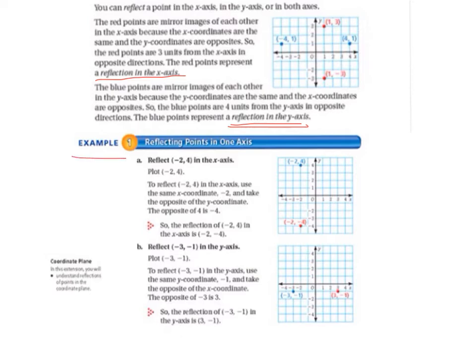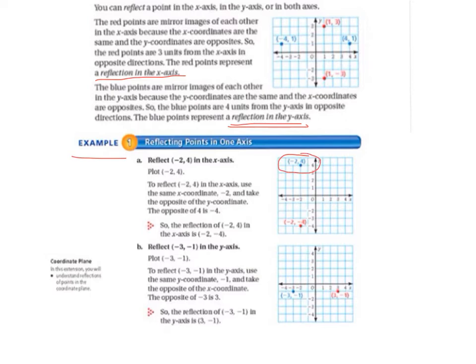Example 1, reflecting points in one axis. Letter A, reflect -2, 4 in the x-axis. Our first job is to plot -2, 4. So remembering from the last lesson, we go horizontally first, so we go to -2, and then we go vertically up to +4. So that point is plotted at -2, 4.